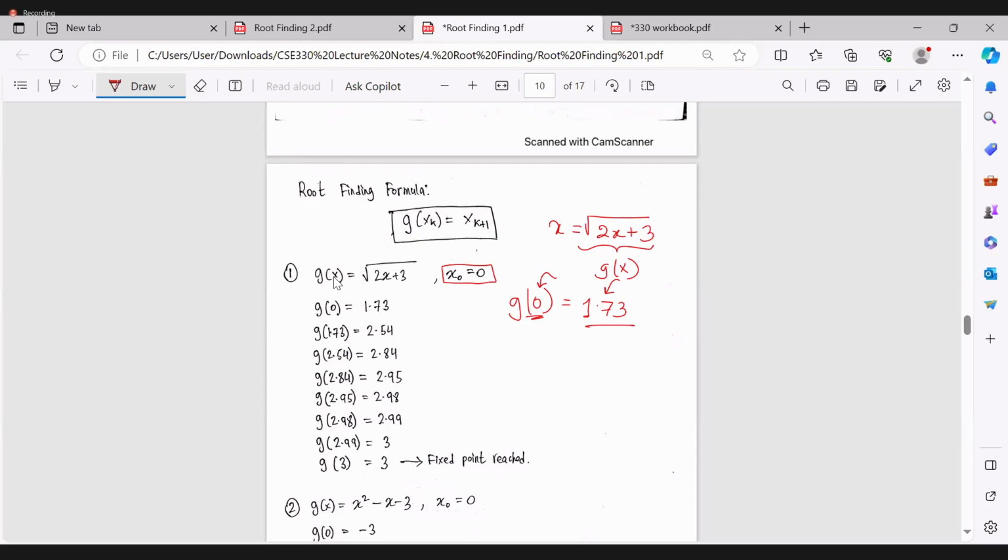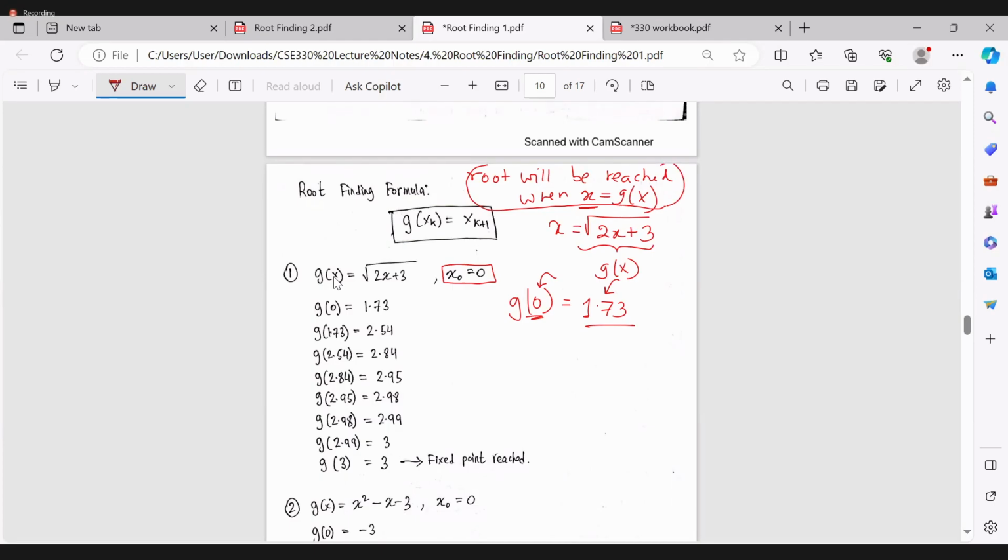Since these are entirely different, we have not reached our root. The root will be reached when x is equal to g(x). That means whatever value you put in your function g(x), you get the value back. So this is your entire idea. The root will be reached when x is equal to g(x). Whatever you put in g(x), you get that here.